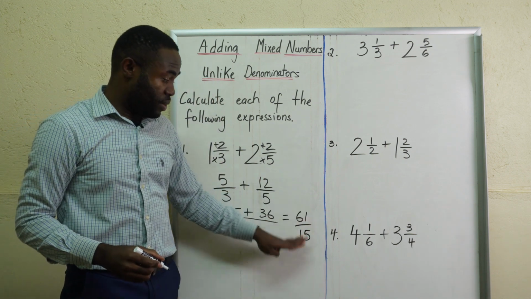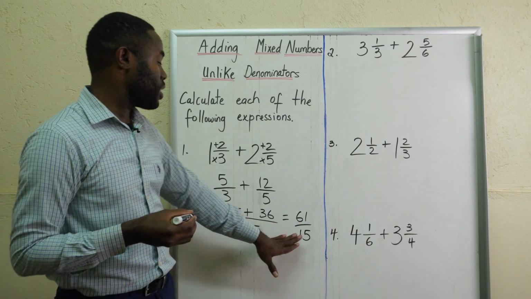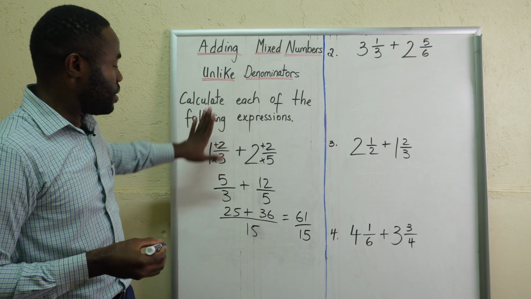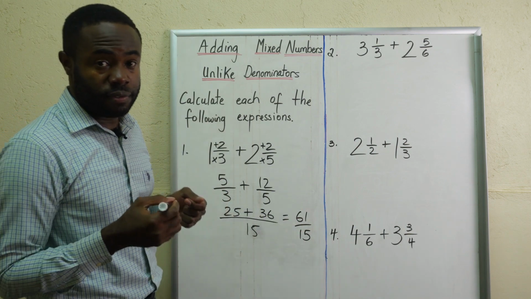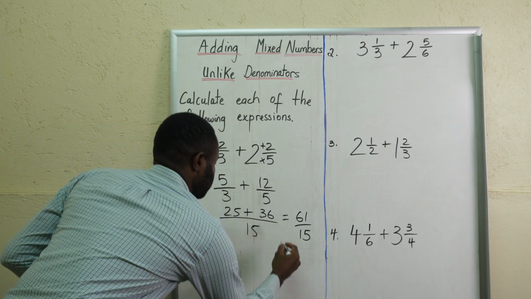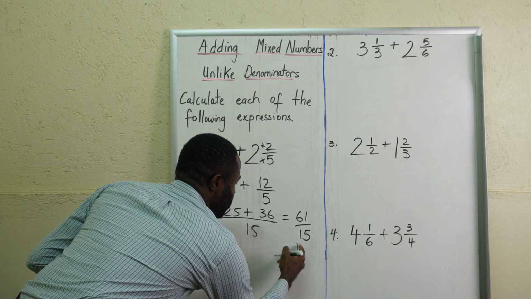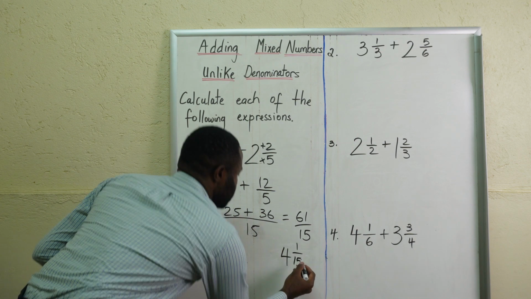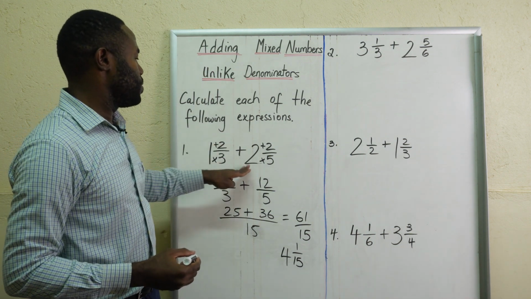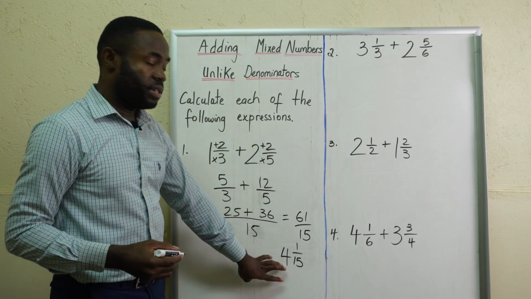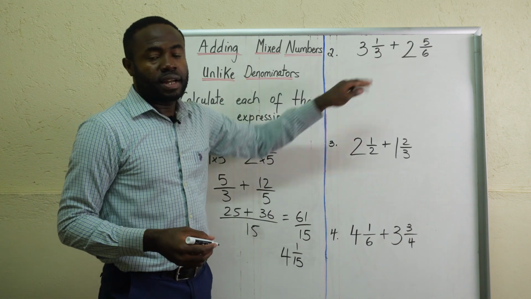Now, if you observe closely, you notice that that fraction is an improper fraction, and improper fractions can be converted to mixed numbers by simply dividing the denominator into the numerator. So 15 into 61, that goes 4 times, and that will leave us with a remainder of 1, and then we always put back our denominator. So the answer to this question, 1 and 2/3 plus 2 and 2 over 5, will simply equal 4 and 1 over 15. Let's look at the second example.